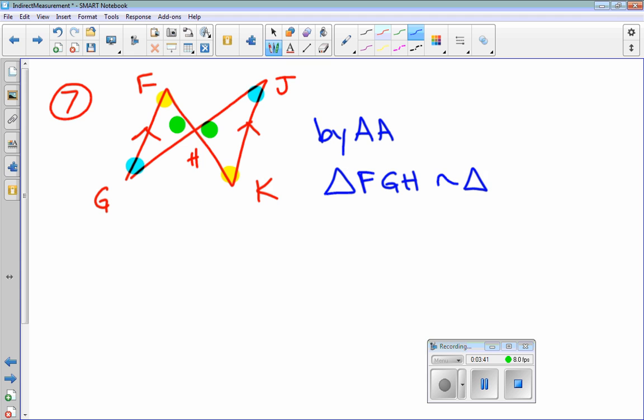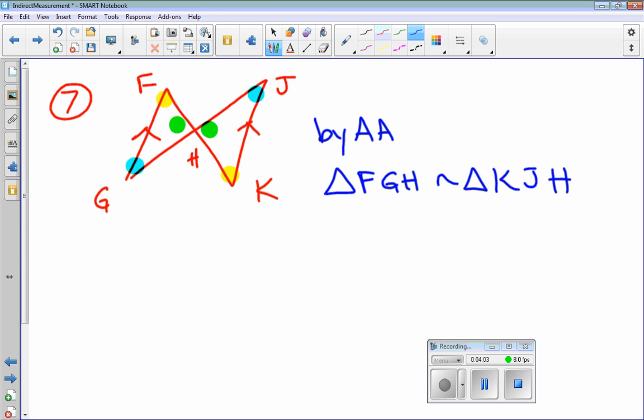This is your similarity statement. What does F correspond to in the other triangle? K, so it's going to be K, J, H. And again, you could write this in any order as long as F corresponded to K, G corresponded to J, and H corresponded to H. Okay?